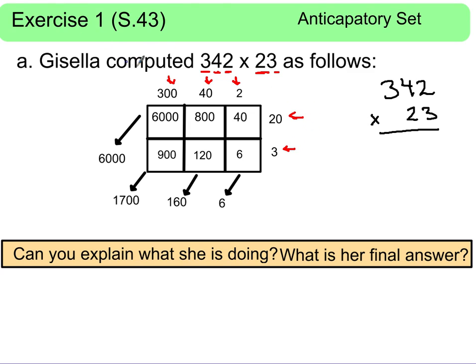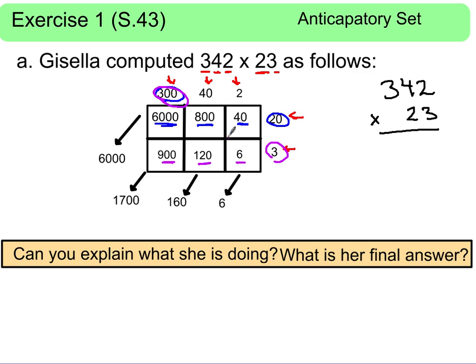What is our observation? Well, we know that 300 times 20 is 6,000. Same thing if I did my 40 times my 20, that's going to equal 800, and my 2 times my 20 will equal 40. Same observation. If we took this 3 and we multiplied it to the 300, then we're going to get 900. The 40 times the 3 is the 120, and the 2 times the 3 is the 6.